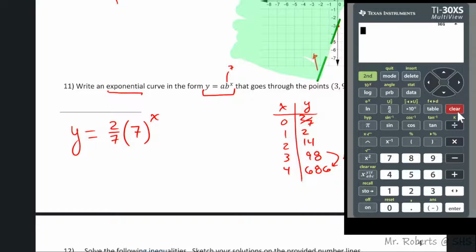I'm going to clear this table, and I'm going to enter this new one. I'm going to say y is equal to 2/7 times 7 raised to the x power. And if I take a look at this starting at 0 and stepping by 1, I can see, there we go, I've got 2/7, and then it goes to a 2, and then a 14, and then it goes to 98, and then it goes to 686. So this is exactly the exponential curve that would do that.